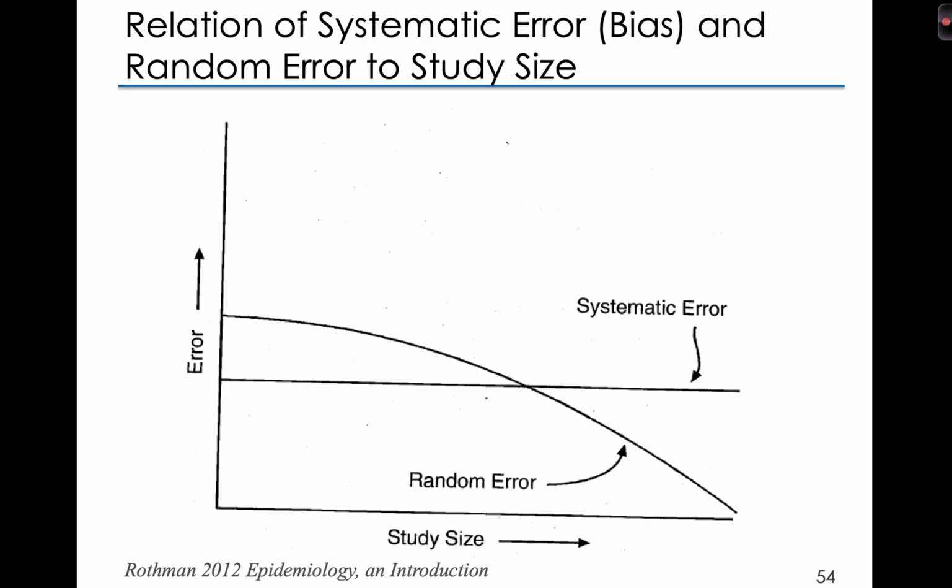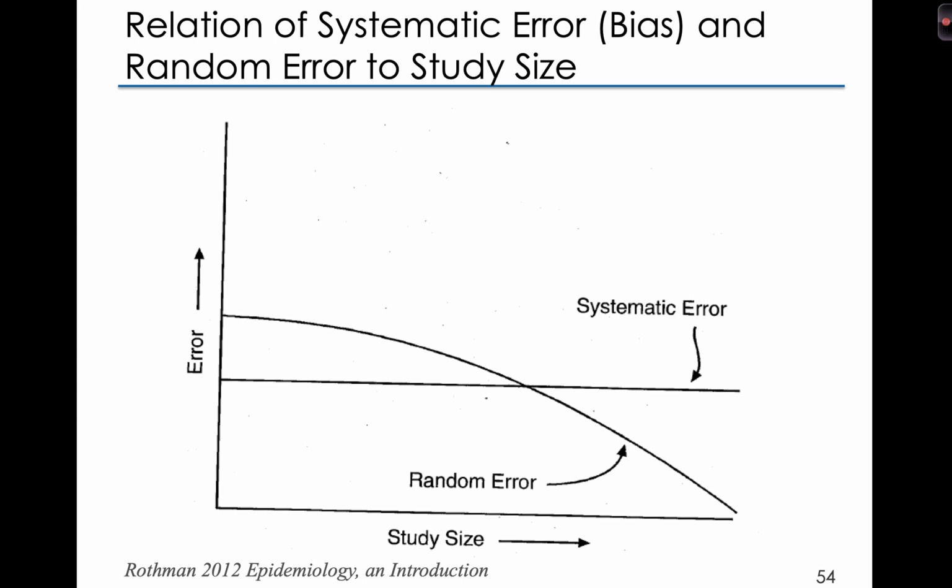And one other point that I said something about earlier, but I found this nice graphic in the Rothman textbook that I think also helps make the point: if you have a systematic error or bias in your study, increasing your study size doesn't change that. A flaw in your study design that results in a quantitative bias, if you study more people using the same flawed study design, the magnitude of that error stays the same. So that's the horizontal line, systematic error or bias.